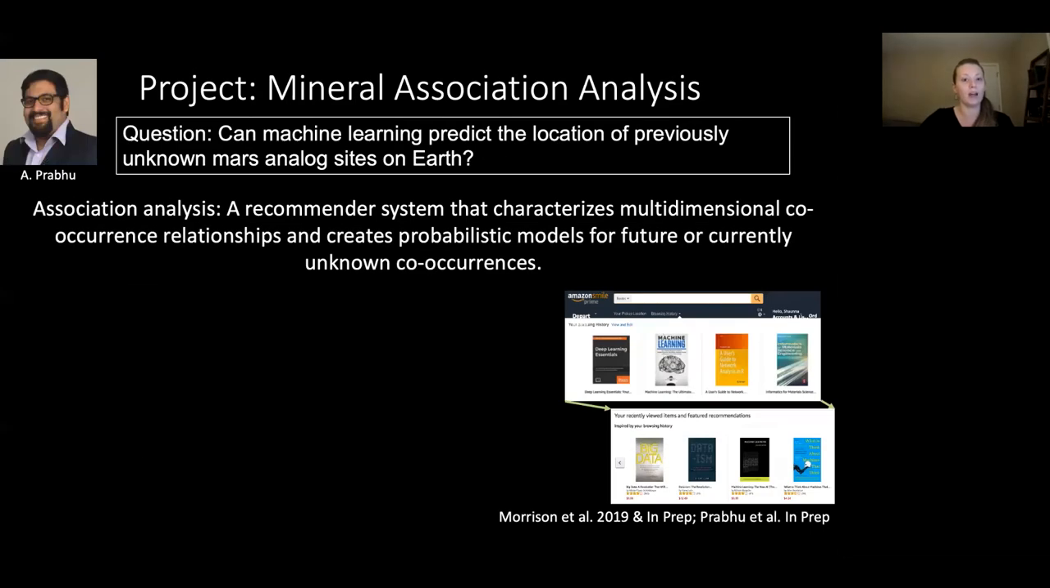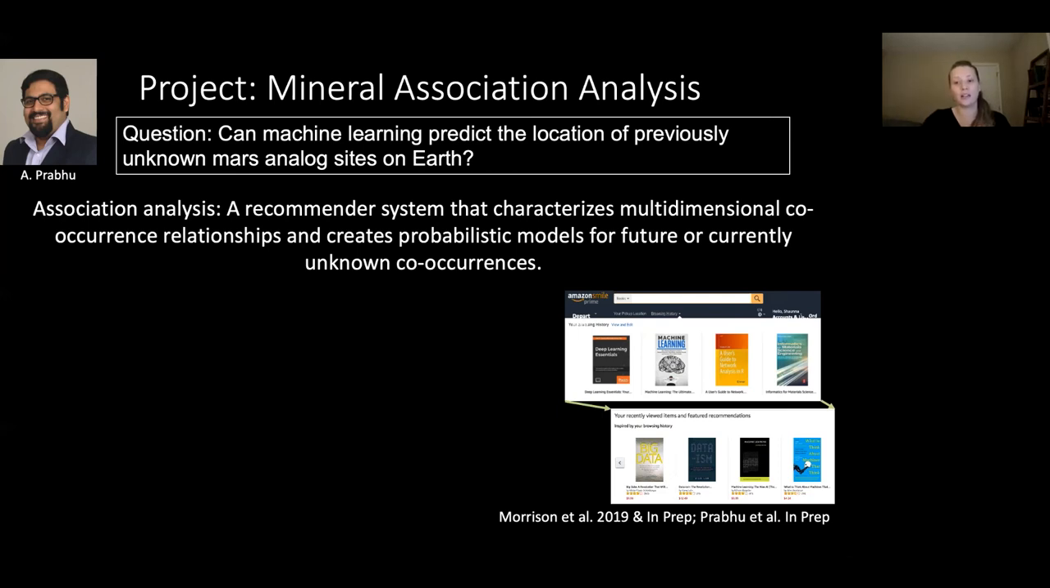The next project I'd like to mention, I understand that we have a lot of folks who have an interest in resources and economic geology. So this is very relevant to you too. And that is mineral association analysis. As I've already mentioned, there are a lot of different applications and questions that it can address, particularly pertaining to Mars. We can use this machine learning tool coupled with our vast mineralogical data to predict the location of Mars analogs on Earth's surface.